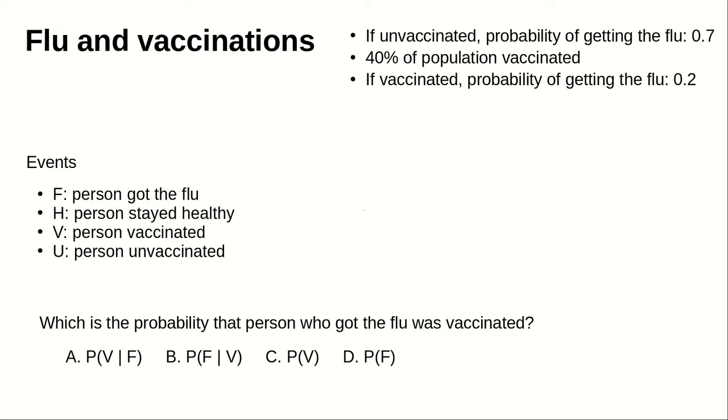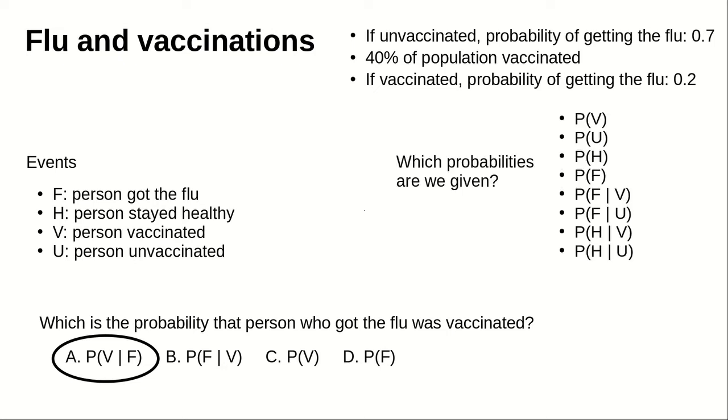We are looking for A, P of V given F, the probability of being vaccinated given the fact that one got the flu. But P of V given F isn't one of the conditional probabilities we were given in the statement of the problem. Instead, which probabilities are we given in the problem? Some other probabilities involving the events are P of V, P of U, P of H, P of F given V, P of F given U, P of H given V, and P of H given U. We were given three probabilities in the statement of the problem. Which three of these probabilities were specified and what are their values? Pause the video to figure this out before I give you the answer.